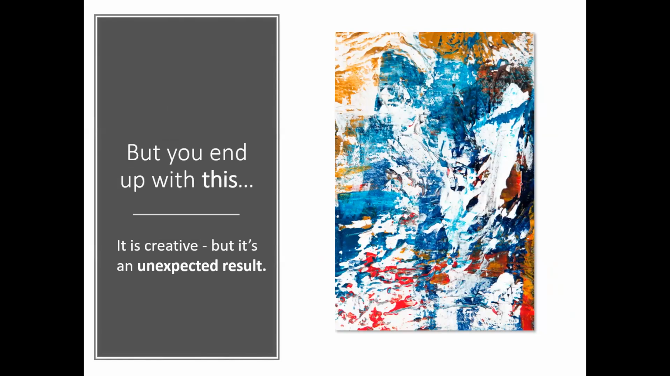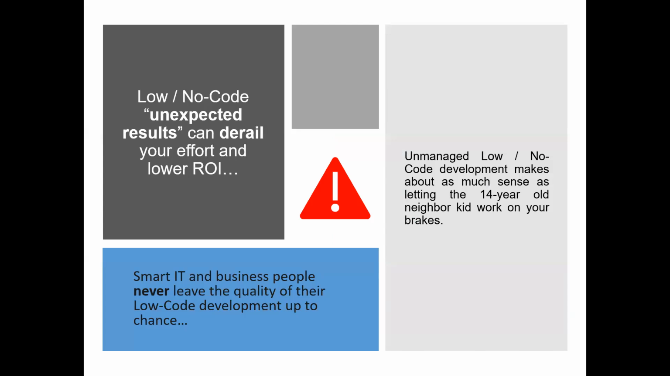But over time, this approach can create problems that are going to manifest themselves. We call it unexpected results. And those can derail a low-code effort. We've seen it happen. I've personally seen low-code transformations come to a screeching halt in organizations because there's a part of this they didn't get right. And it's basically an unmanaged low-code transformation.